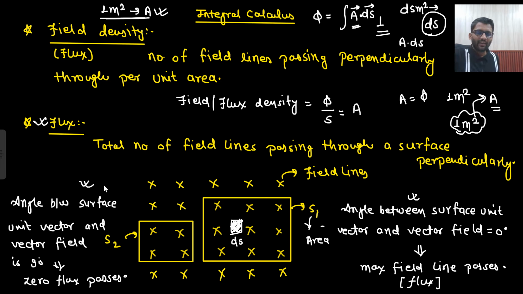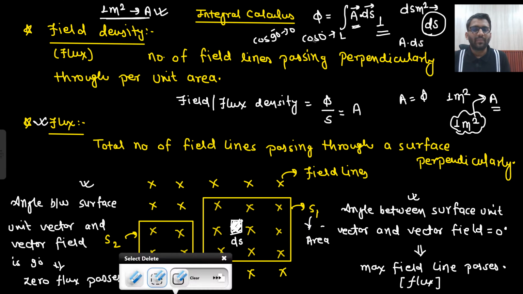Very easy, right? You get to know that when both are aligned, then the maximum flux is passing. And when the angle is 90 degrees, then 0 flux is passing. So cos 0 is maximum, equal to 1. Cos 90 is 0. So when a 90 degree angle is there, 0 flux is passing. When a 0 degree angle is there, maximum flux is passing.